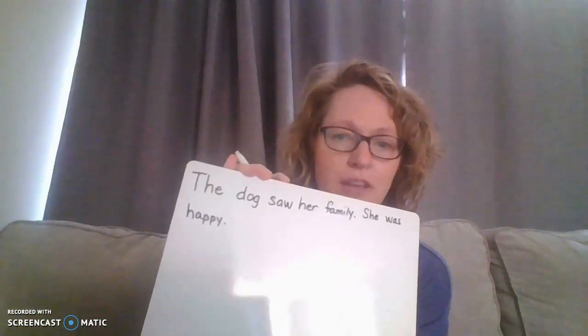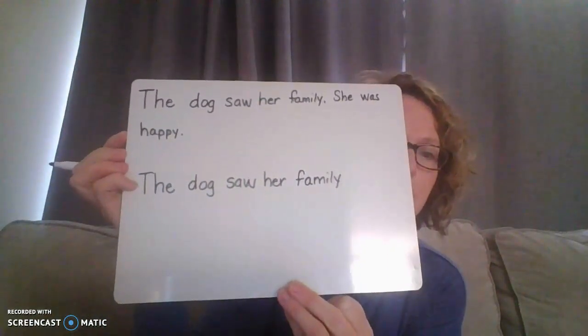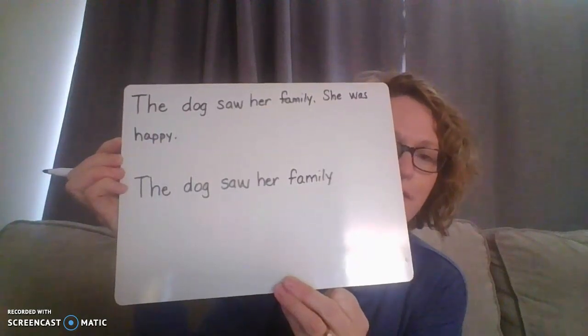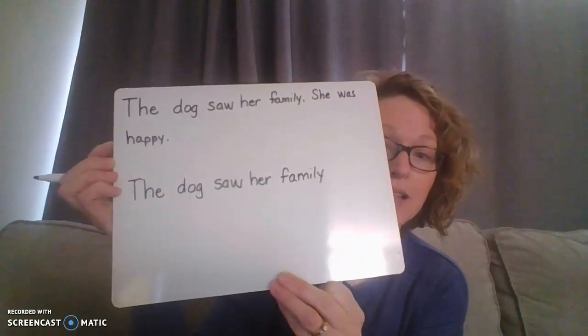So we're going to take those two sentences and make them into one big sentence, connecting them where we see the period after the word family. I'm going to write exactly the same thing, but connect those sentences using the word and. So the dog saw her family. In my first set of sentences, I have the period after the word family, but instead of writing the period, I'm going to write the word and. The dog saw her family and she was happy.